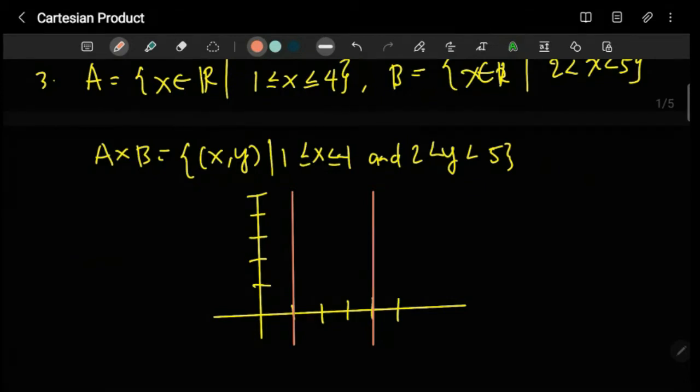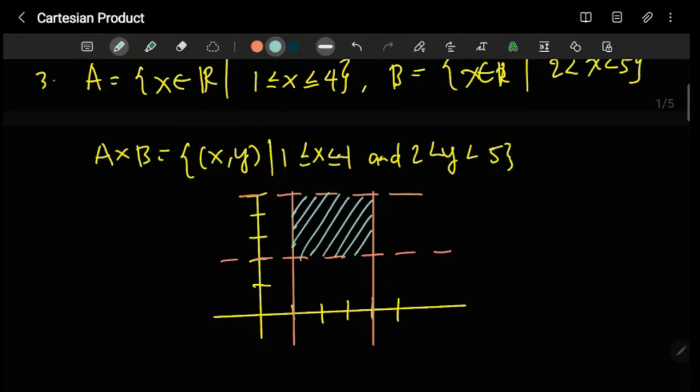including 2. So usually if we do not include the endpoints, we use a dash to mean that it is not included. So if it's solid, it's included. If it's dash, it's not included. So everything inside this rectangle will be our A cross B. Okay, so those are some examples of Cartesian product.